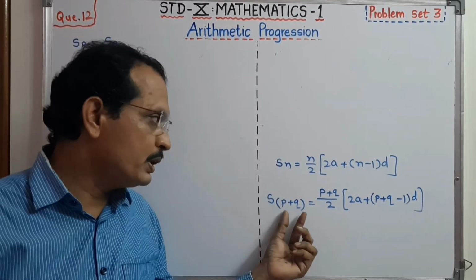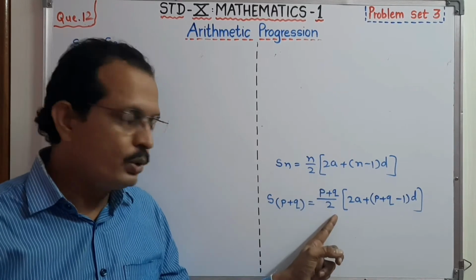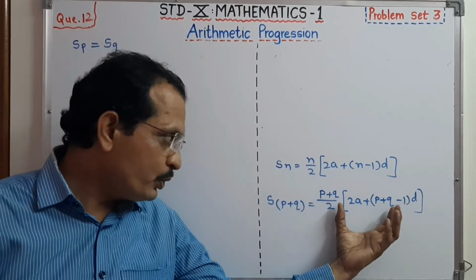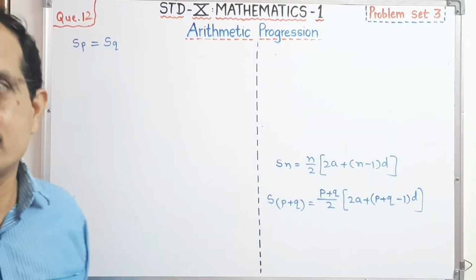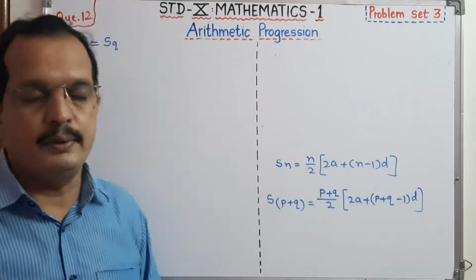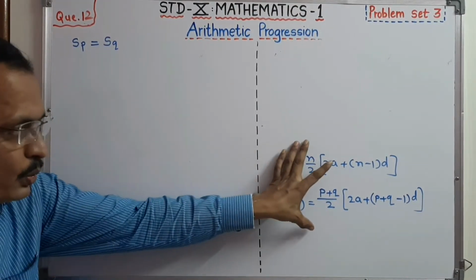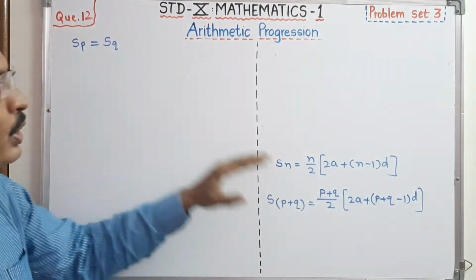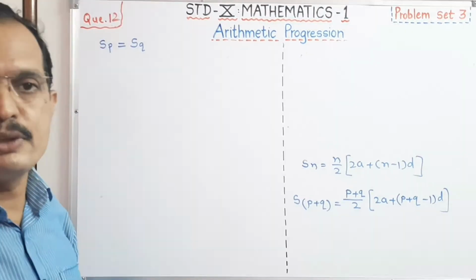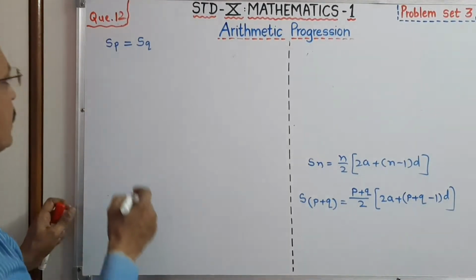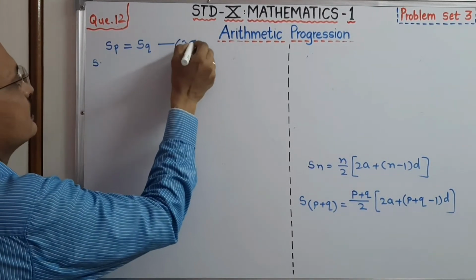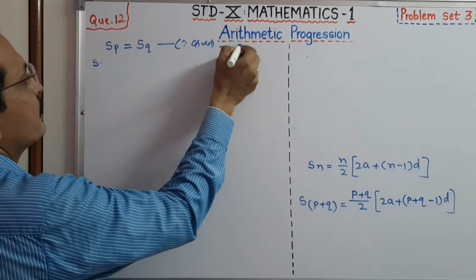Now dear students, see here. This S of p plus q, that is p plus q upon 2 into 2a plus p plus q minus 1 into d. If we solve this, then that value should be 0. That means 2a plus p plus q minus 1 into d. Now dear student, we have to solve this further. Before that, what is given? The sum of p terms is equal to sum of q terms, that is Sp is equal to Sq. Therefore dear student, first of all we can find out Sp. Now for that purpose it is given as statement number first.